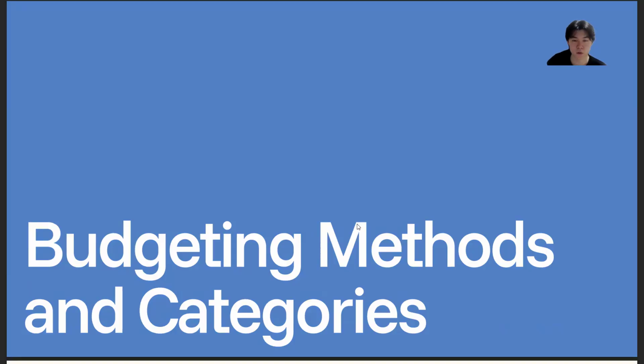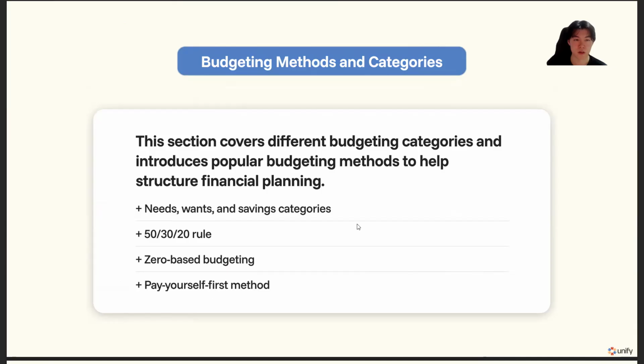Now moving on to our next section, it'll be budgeting methods and categories. So just a quick overview, this section covers different budgeting categories and introduces popular budgeting methods to help structure financial planning. Some of the areas we'll be covering would be needs, wants, and saving categories, the 50-30-20 rule, zero-based budgeting, as well as the pay yourself first method.